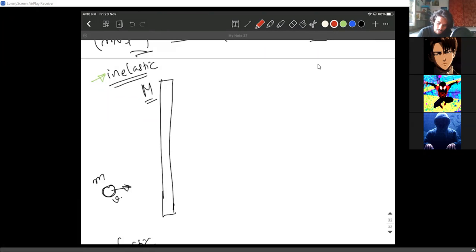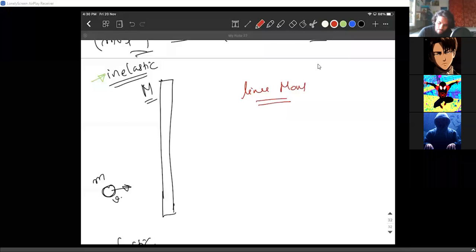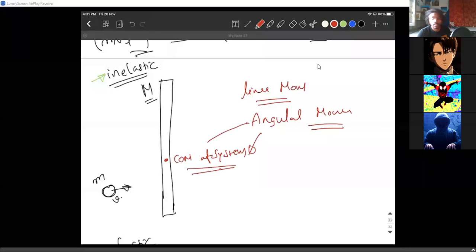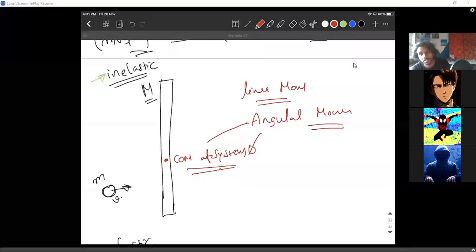In this case, linear momentum is conserved for sure. Angular momentum is also conserved, but angular momentum is only conserved about the center of mass of the system. Please remember this point. It is conserved about the center of mass of the system.